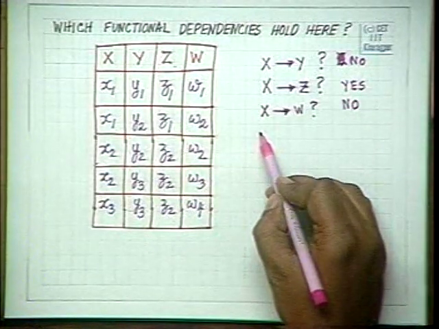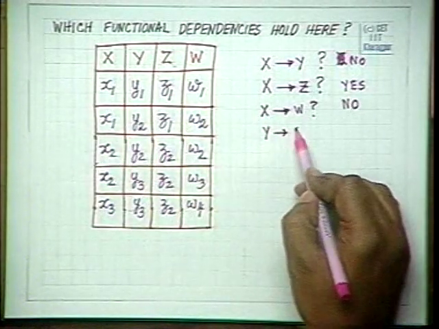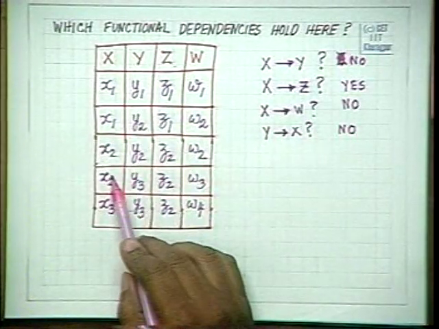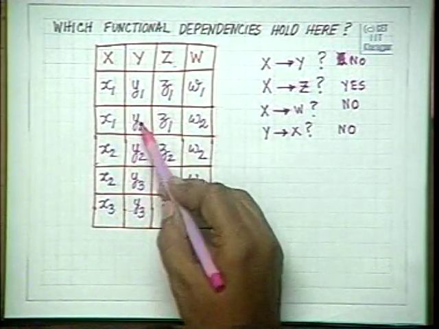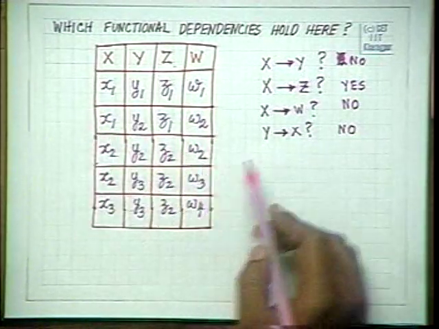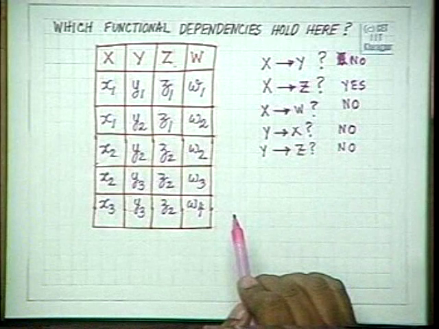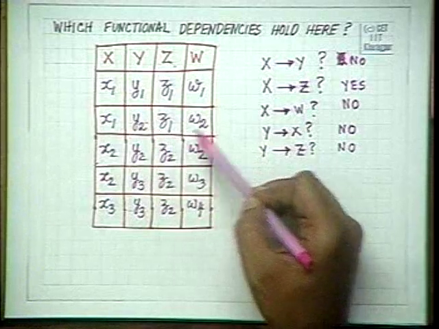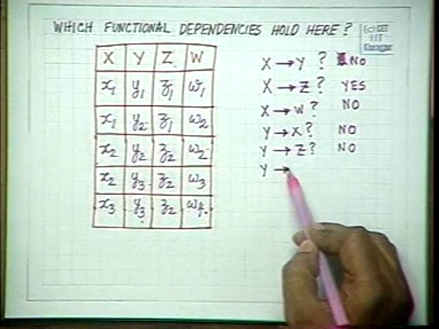Does y to x hold? Y to x does not hold. Y to z? Y to z does not hold. See tuples 2 and 3? Y to z does not hold. Y to w: there is only one case here, it holds here but it does not hold here. So y to w does not hold.